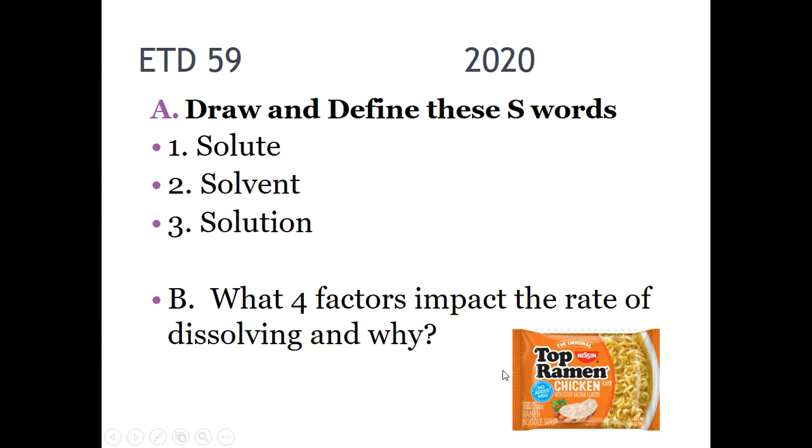All right, welcome to ETD 59. Goal is to draw, define these S words: solute, solvent, and solution. And what are the four main factors that impact the rate of dissolving and why? Think top ramen, like a true college student.